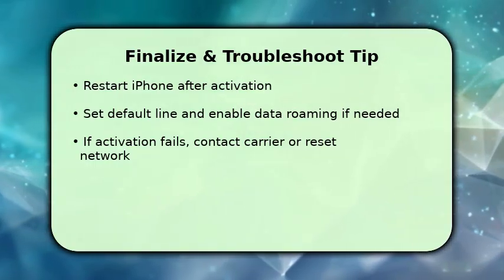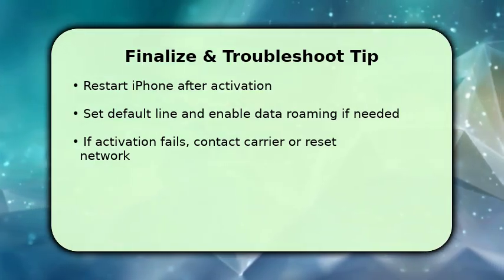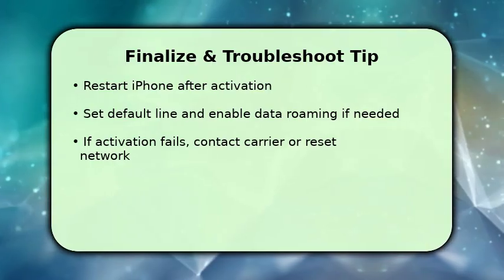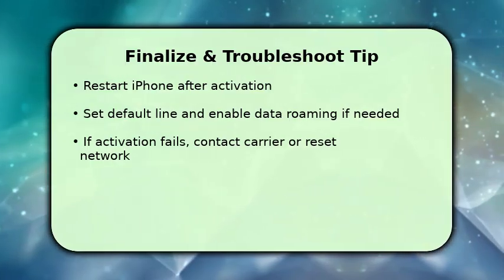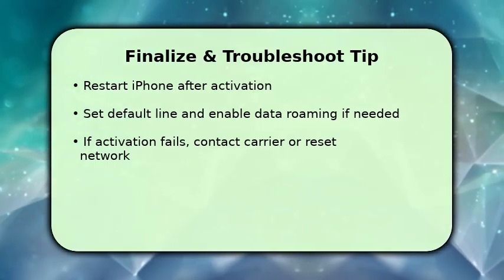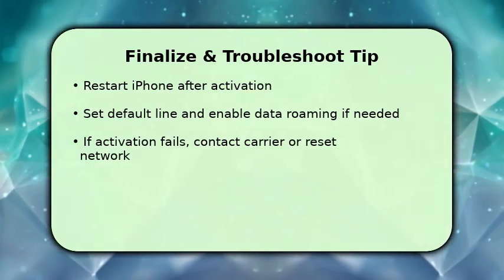Make sure cellular data is enabled for the line you selected and adjust roaming settings if you travel. If the eSIM doesn't activate, toggle airplane mode, try re-scanning the QR code, and if that fails, reset network settings or contact your carrier. Most activation issues come from carrier provisioning rather than the phone itself.